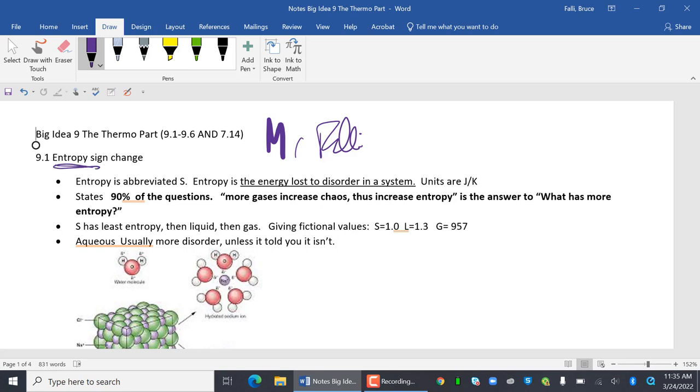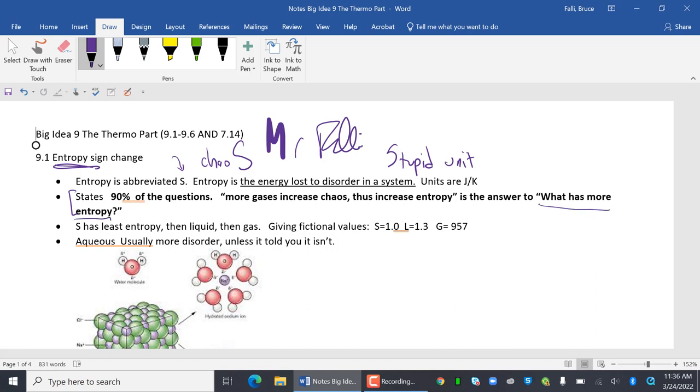All right. So entropy is abbreviated S. It's weird. I say the S stands for chaos. I also say the S stands for stupid unit. The reason why I make a point about this is that the unit is joules instead of kilojoules. So whenever you have S and other variables, you're going to have to change your units to be kilojoules. So with these entropy things, 90% of the questions are what has more entropy?